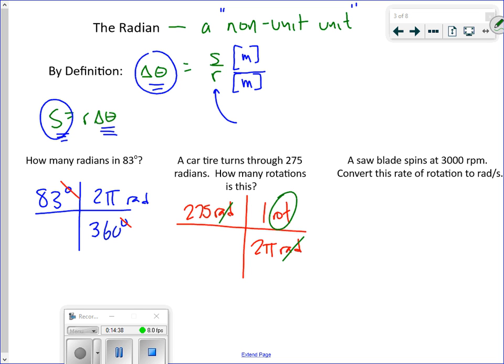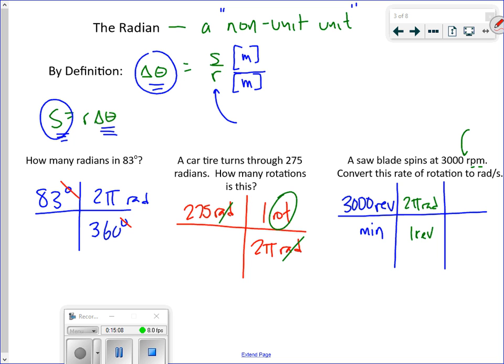All right, here's a saw blade that spins at 3,000 revolutions per minute, and we want to convert that to radians per second. So 3,000 revolutions per minute. The setup's important. That's how I do them. Now we want radians per second. In one revolution there are 2 pi radians, and that gets rid of revs and gets me to radians. And then in 1 minute there are 60 seconds. My minutes and minutes go, and I'm left with radians per second. Okay, good.